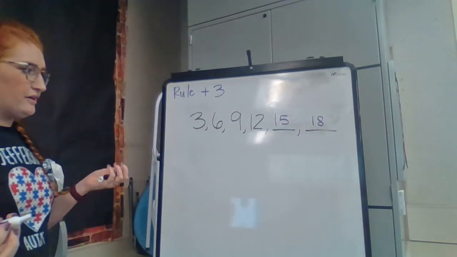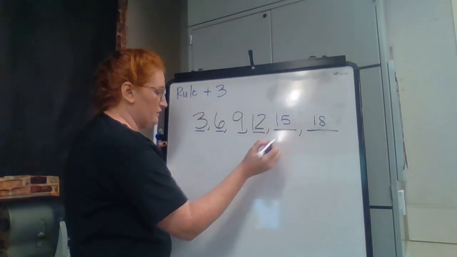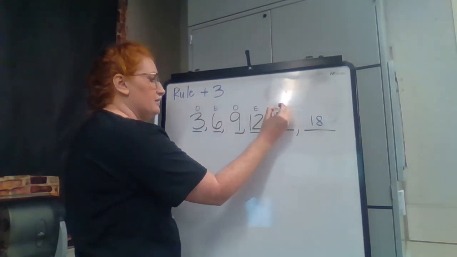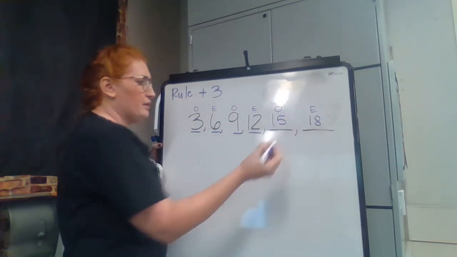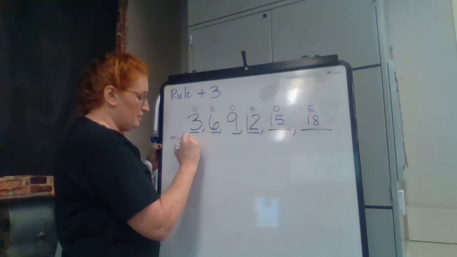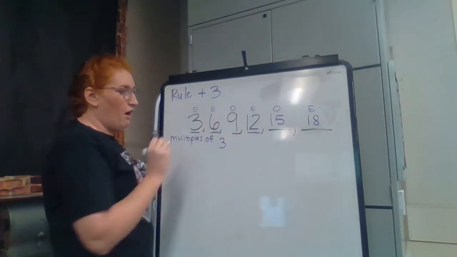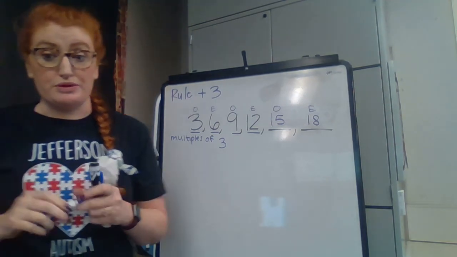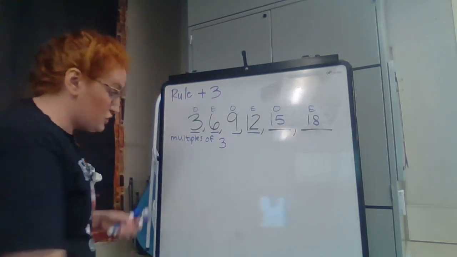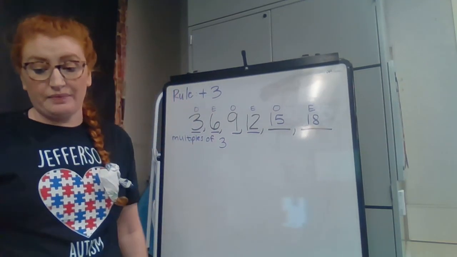So another pattern, again, we can look at each number and think, okay, odd, even, odd, even, odd, even, odd, even, odd, even. But also, these are all multiples of 3. All of these numbers are also multiples of 3. So that is something that you could also say as an answer to what is the number pattern. They are multiples of 3.